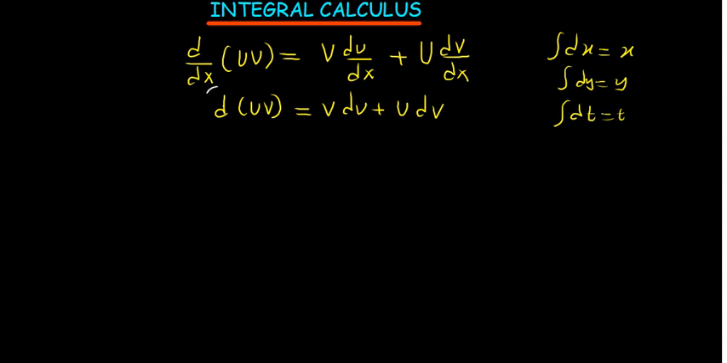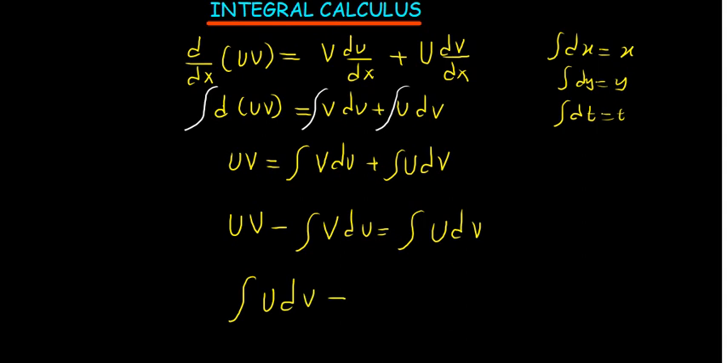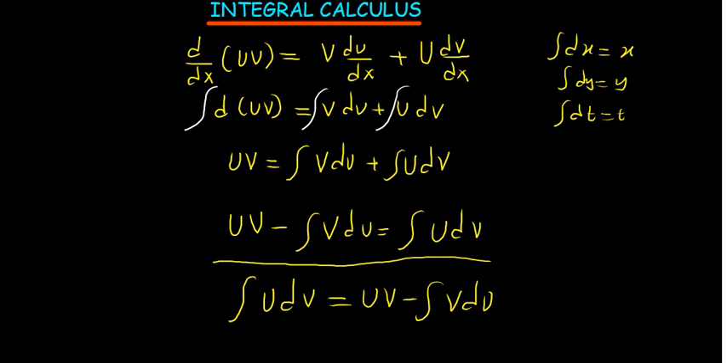So what I want to do is integrate everything here, and that is going to give us uv, equal to the integral of v du plus the integral of u dv. Well, u comes first in the alphabet before v, so I'm going to make the integral of u dv the subject of the formula. So I'm going to take this to the other side. That will be uv minus the integral of v du, equal to the integral of u dv. So now, starting with this part, the integral of u dv is equal to uv minus the integral of v du. So this is the formula for integration by parts that we're going to be using.